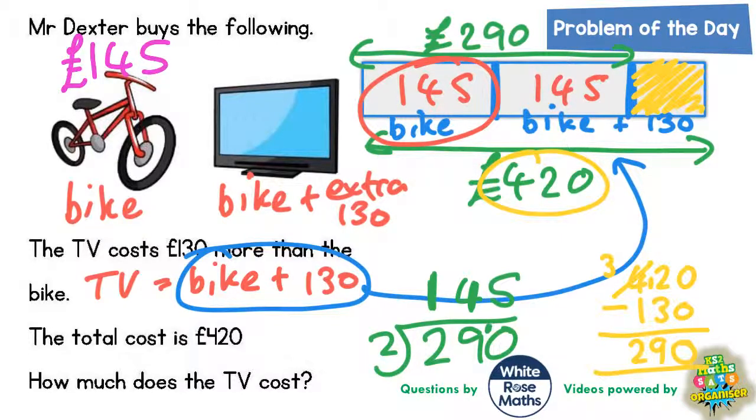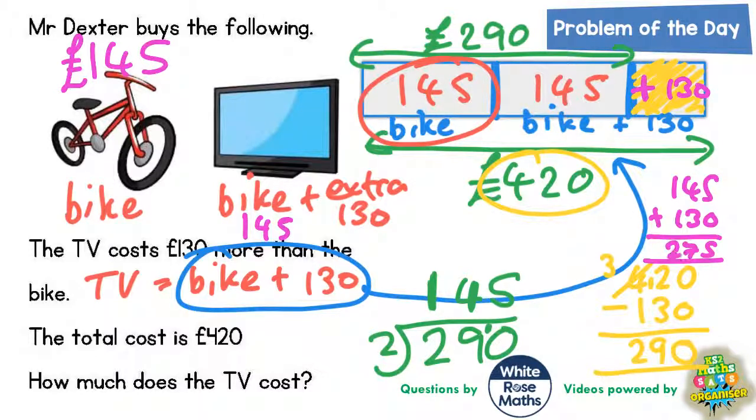£145. But the cost of the TV was the bike, which was £145 plus an extra 130. Well, 145 plus an extra 130, let's just work that out. 145 plus 130. 5 plus nothing is 5. 4 plus 3 is 7. And 1 plus 1 is 2. That's £275. So the TV must have been £275.